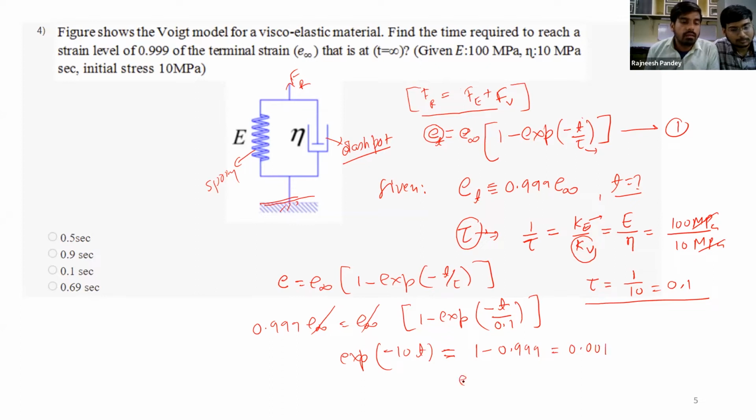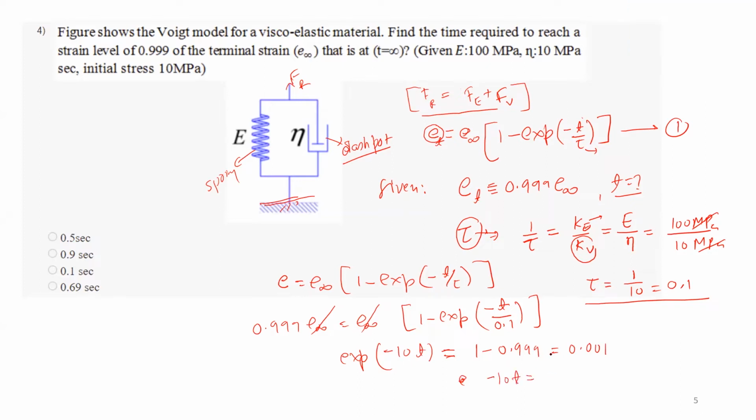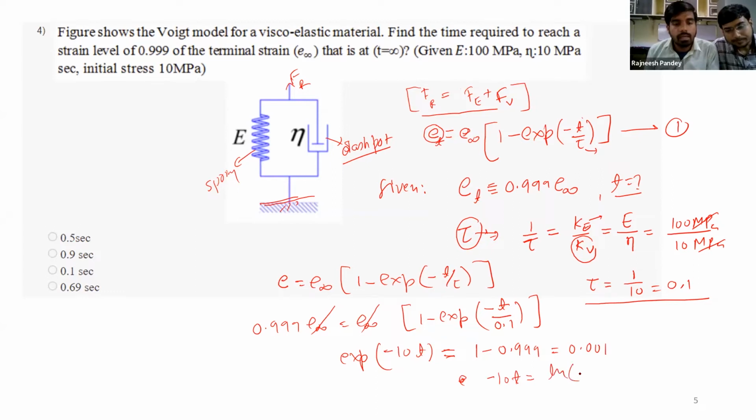So minus 10 times t will be ln 0.001. After calculating this, we get t approximately 0.69 seconds. So the fourth option will be correct for this case. This is the time after which the strain in the system will be 0.999 times the terminal strain.